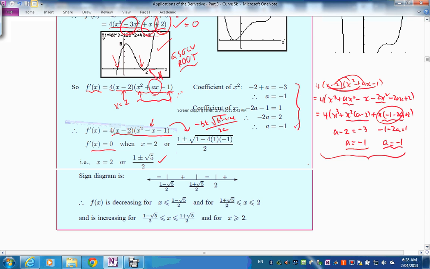So let's have a look now at drawing a sign diagram. I suggest you label it sign diagram for the derivative, so it's clearly labelled. This is a bit of the x-axis. What's the lowest value here? It's negative 1 take root 5 on 2. You have to check that on the calculator. The next largest value is 1 plus root 5 on 2, and then you've got your 2.